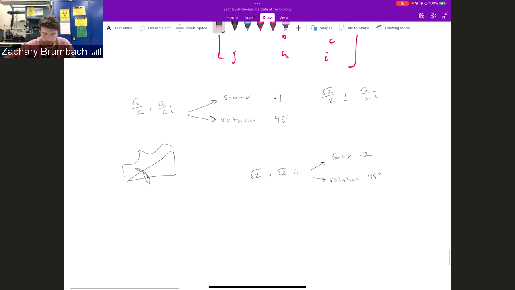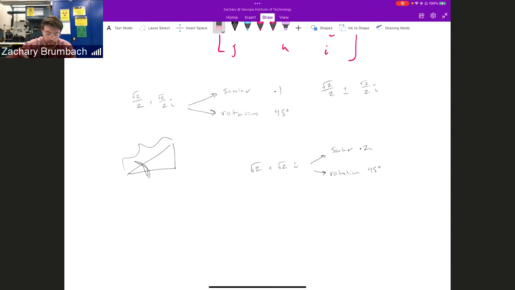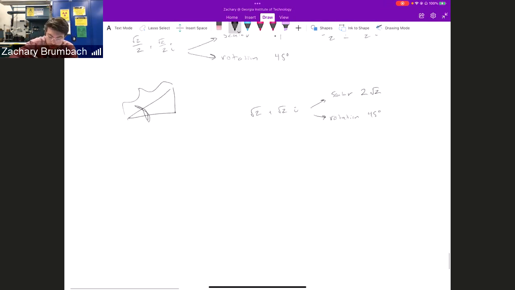Okay, so the way that we do the scalar, technically, it's just the magnitude of the two numbers. So it's actually, no, that's a bad example. It wouldn't be 2 root 2, because the magnitude is the square root of root 2 squared plus root 2 squared, which is equal to the square root of 4, which is equal to 2. So that's our scalar component. It's the magnitude of the two parts.